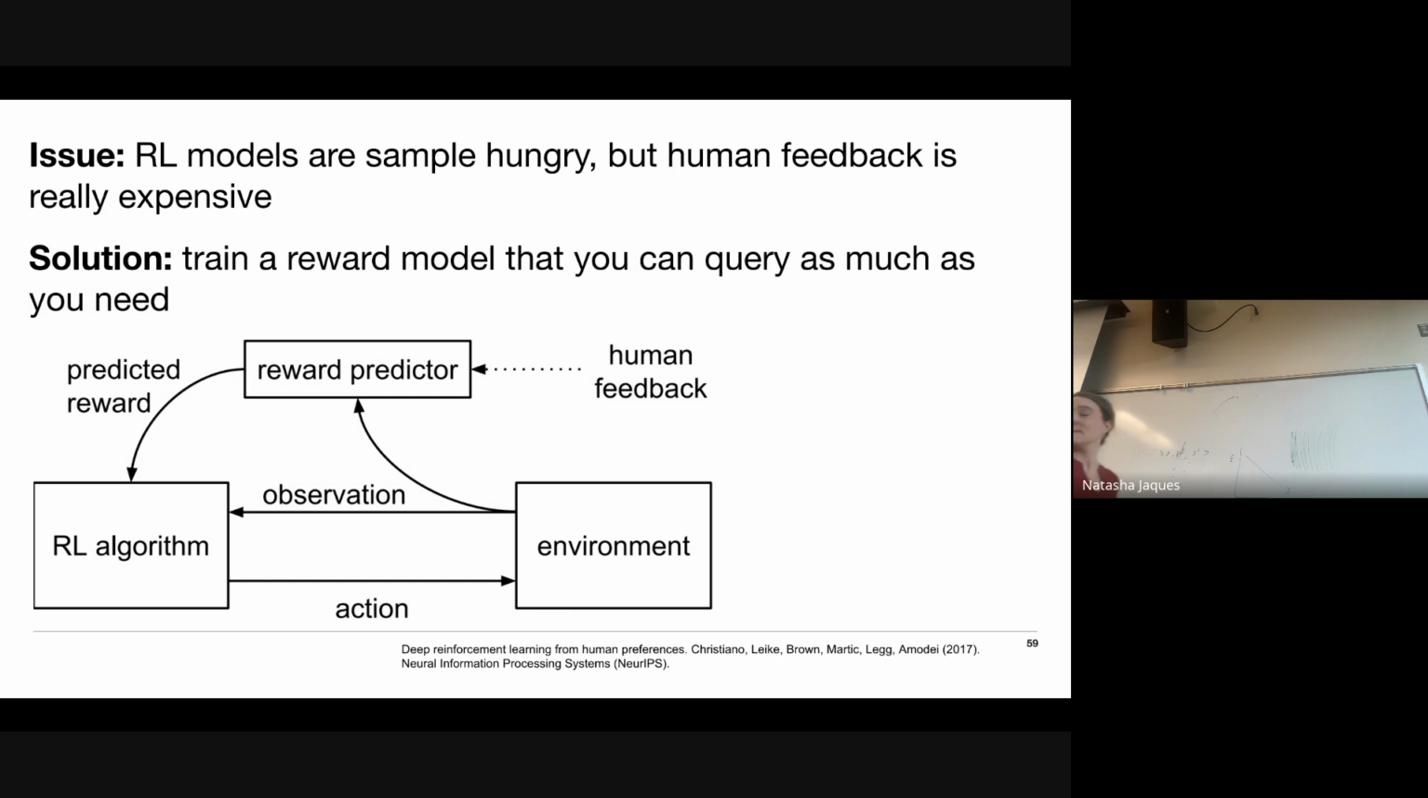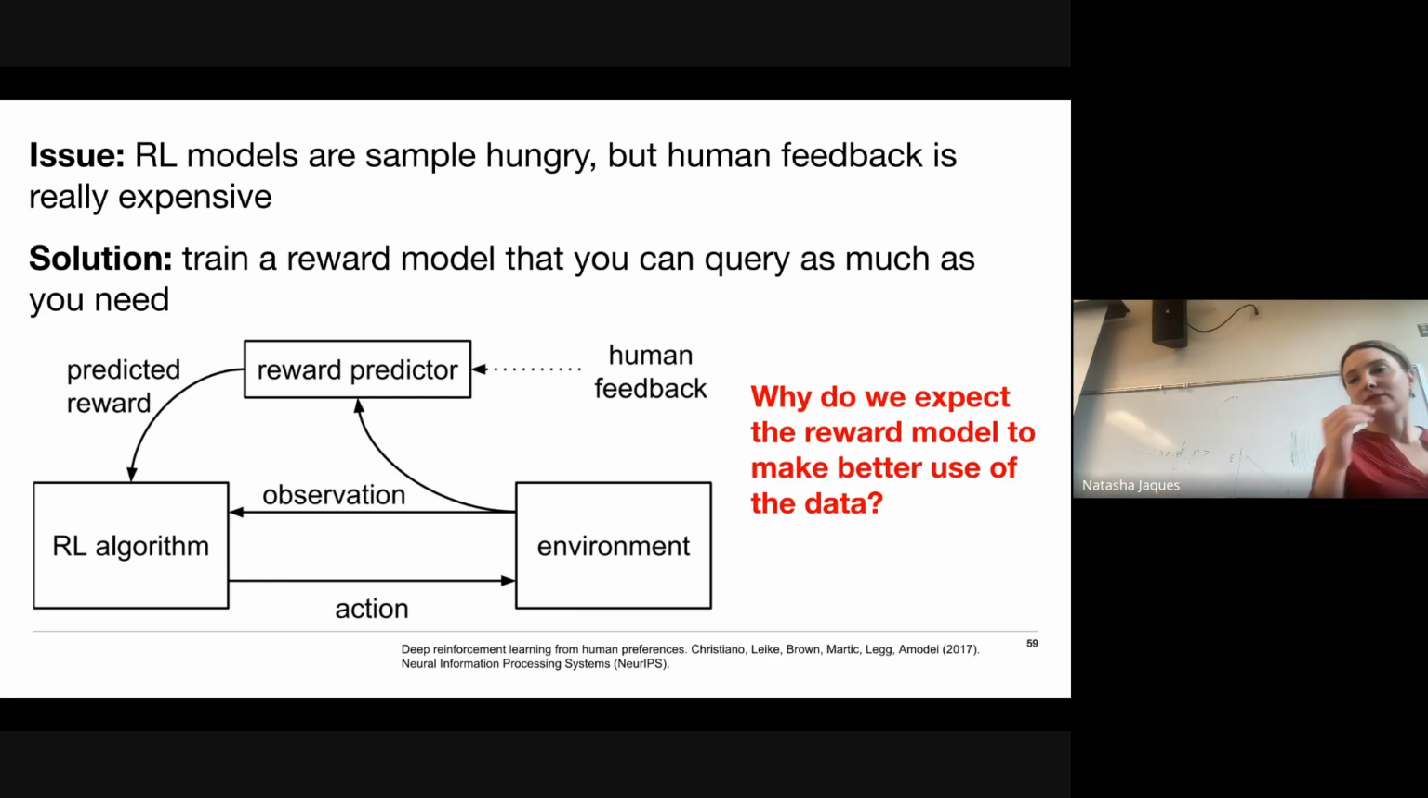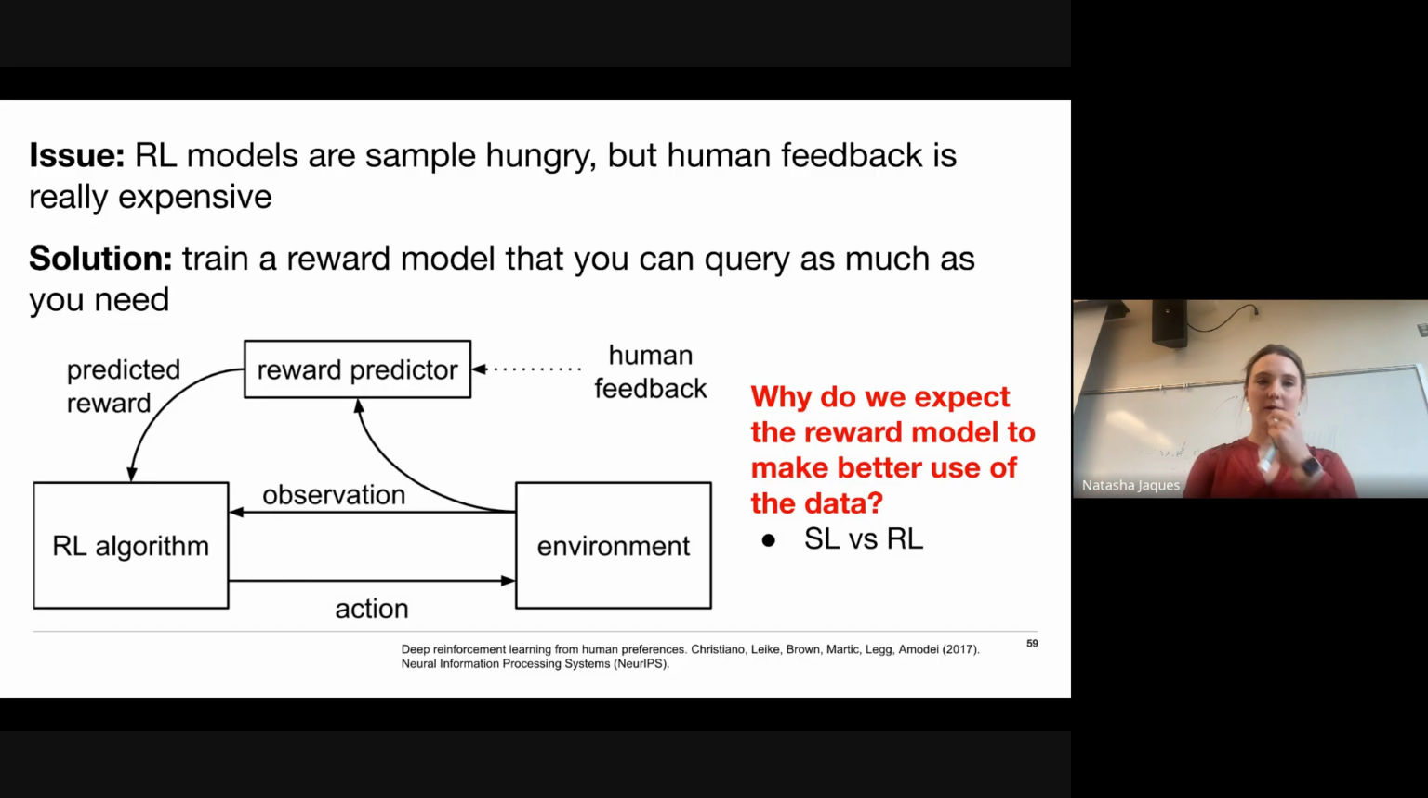Any other questions about that? Okay. Why do we expect the reward model to make better use of the data? I think supervised learning is fundamentally easier than RL, right? Just the optimization we can do for supervised learning currently works better than what we can do with RL. The other thing is that with supervised learning, you just mimic a data set. You don't have to learn to predict what's going to unfold several time steps from now. So the sample complexity of RL is much higher.